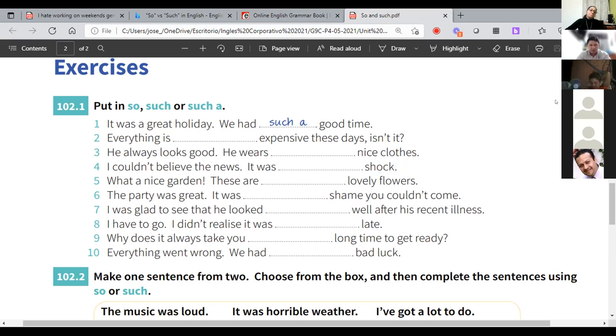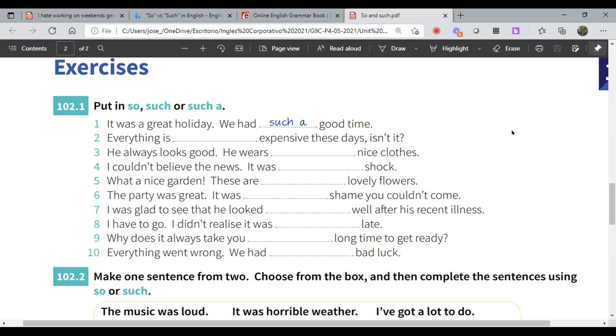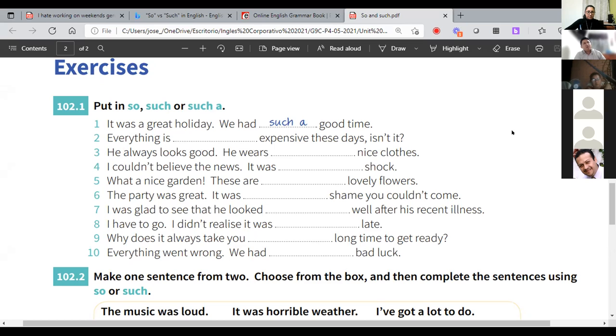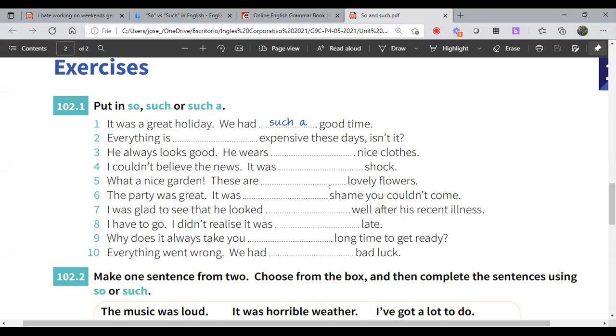Teacher, I have a question. Go ahead. And the number four, shock. In this case, shock is a noun. It's not an adjective. So, for this reason, you use such, not so. Correct. A noun. Yeah, it would be different, sería distinto, Miss Carmen, if you say, it was so shocking. So shocking, because shocking in this case is an adjective. Correct. Thank you.